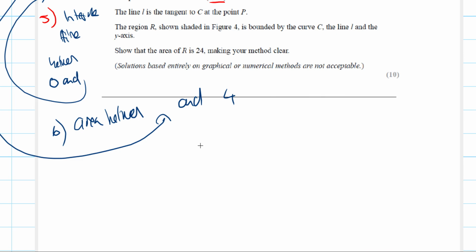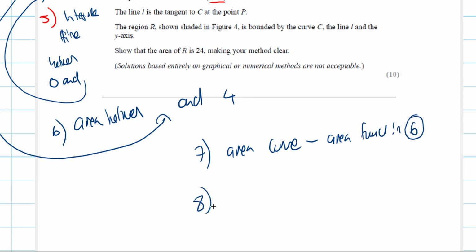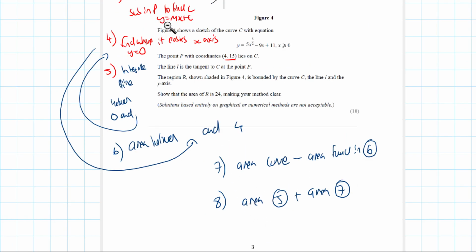Then for number 7, we're going to do the area under the curve, subtract the area found in part 6, and then we're going to do question 8. We're going to add the area in 5 and the area in step 7. So it's a long question, this one, lots of adding. Again, by writing out what you're doing, you may not be able to write all of this in one go, but it helps you structure your answer so you know where you're heading with each step.